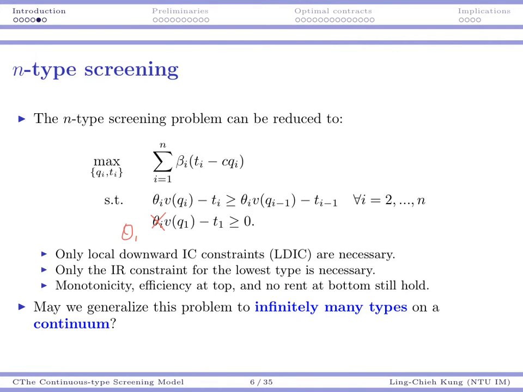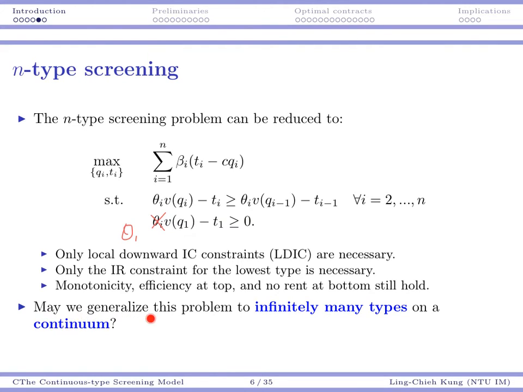and eventually he is going to receive no rent. So we still have no rent at bottom, we still have efficiency at top that can be shown, and we also have monotonicity. Eventually Q1 would be less than Q2, less than Q3, and so on and so on. So this is fine. We can still proceed to solve all this problem and find the optimal contracts. But let's do one more step.